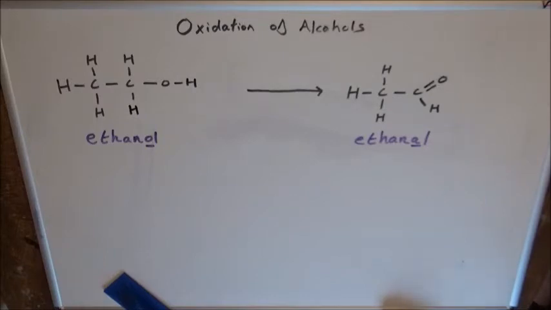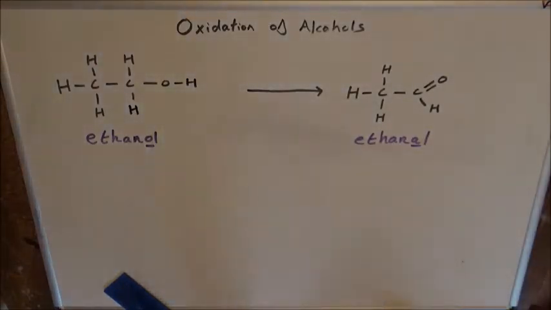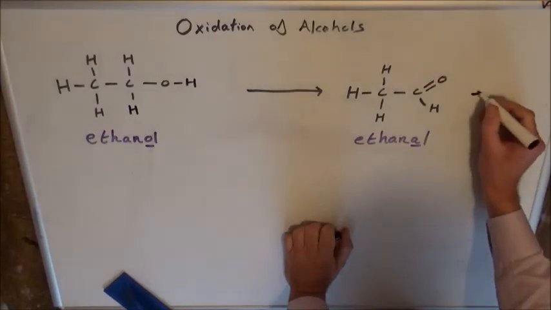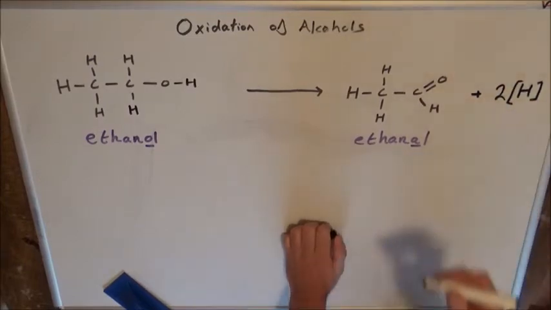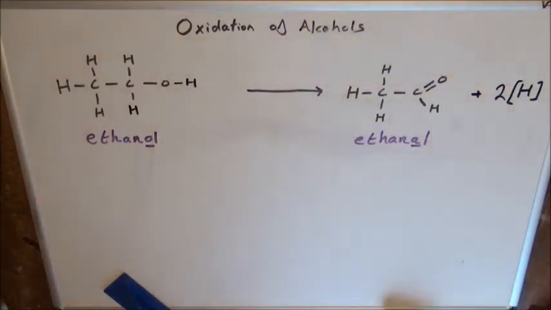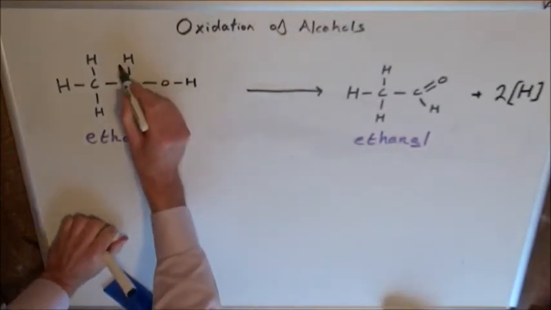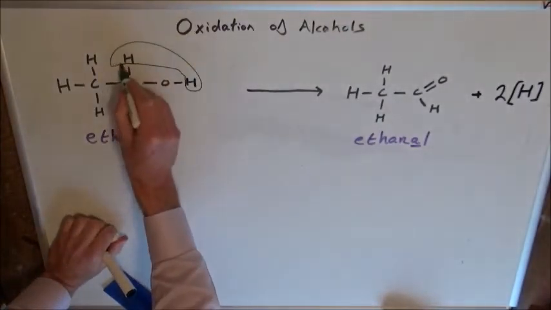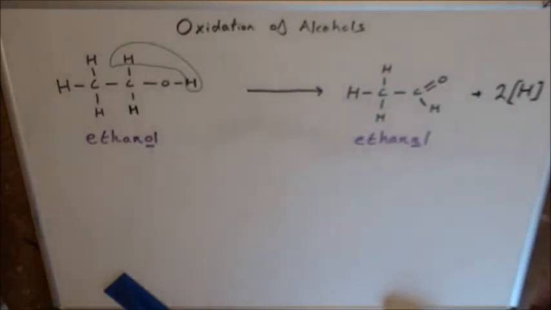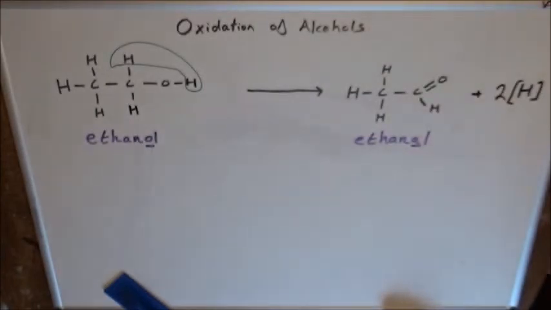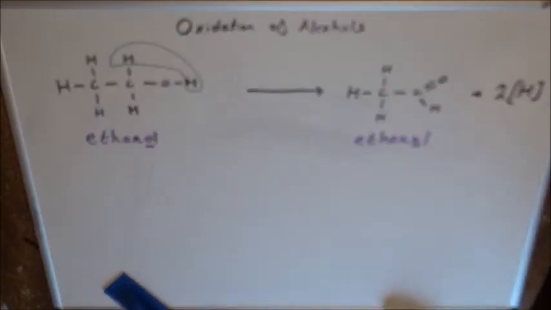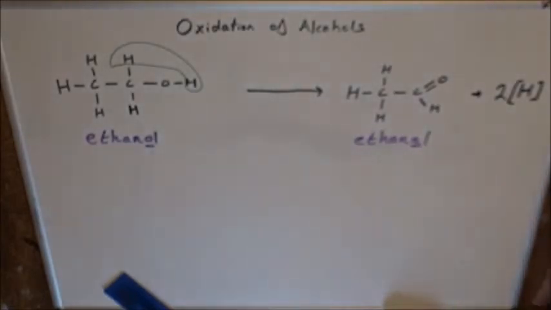In order to write a balanced equation, the simplest possible balanced equation, I need to put two hydrogens on this side, because there are two fewer hydrogens in ethanal than in ethanol, so you can imagine it's these two hydrogens that have been removed. Notice I've put the two hydrogen atoms in square brackets. That's to indicate that I'm not specifying where they are going. For example, I'm not writing them as H2 because they certainly do not come off as a H2 molecule. Okay, so more on that later.